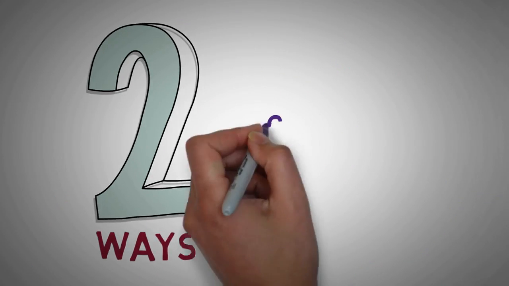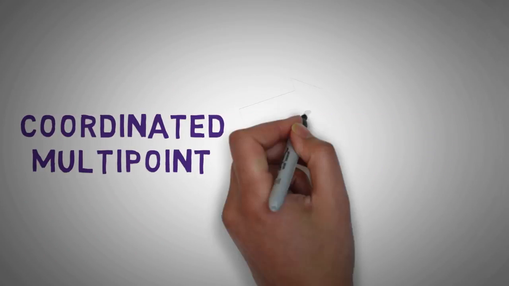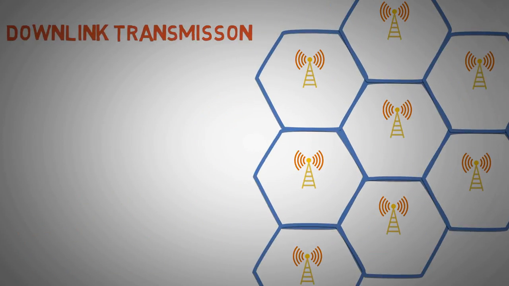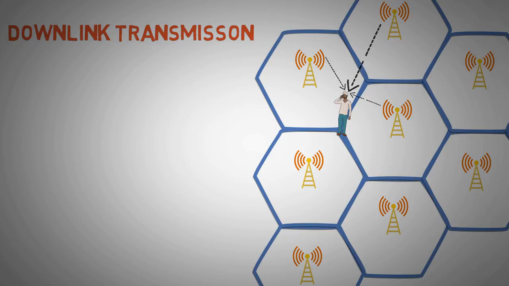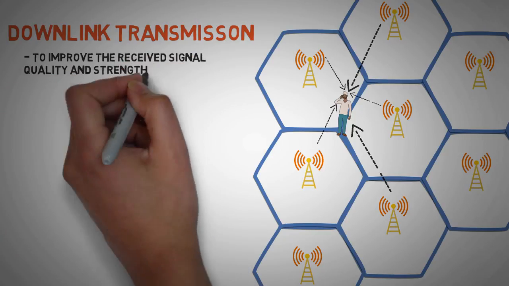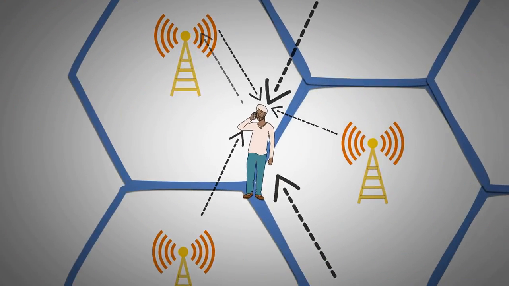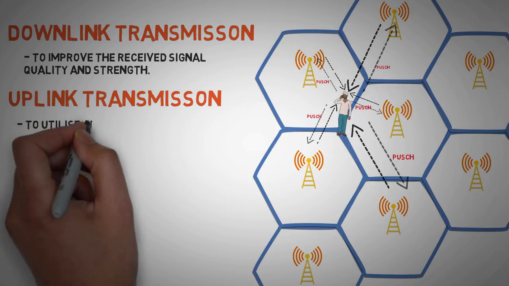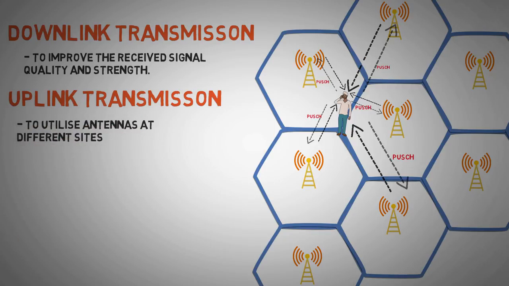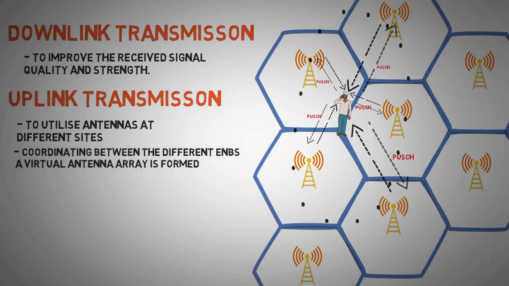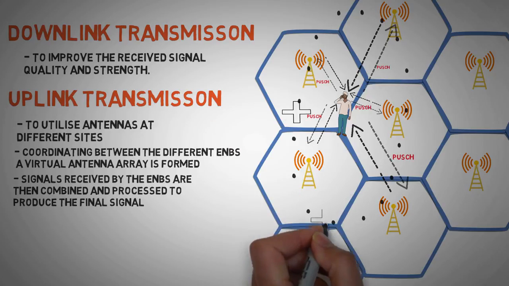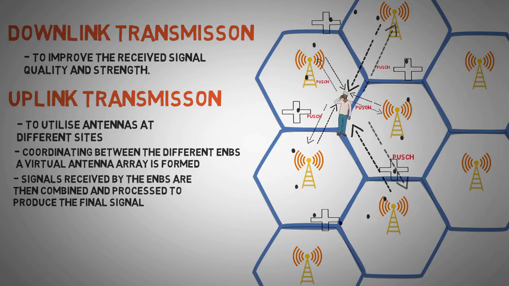Now, there are two ways by which coordinated multipoint operates. The first method is called joint processing. In this method, for downlink transmission, data is transmitted to the UE simultaneously from a number of different eNode Bs. The aim is to improve the received signal quality and strength. In uplink, the PUSCH is received at multiple cells. The basic concept behind this format is to utilize antennas at different sites. By coordinating between the different eNode Bs, a virtual antenna array is formed. The signals received by the eNode Bs are then combined and processed to produce the final signal.